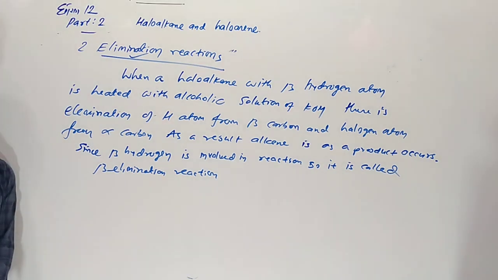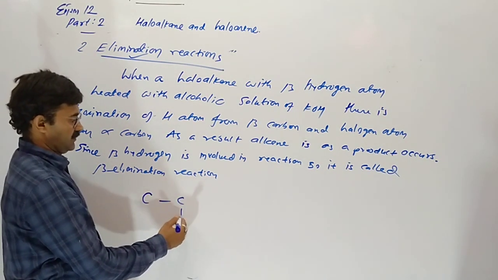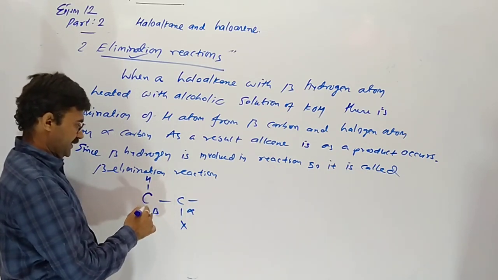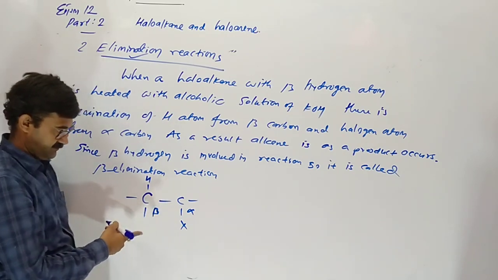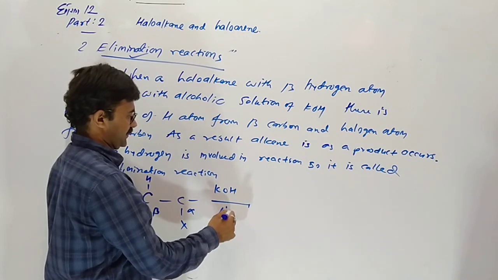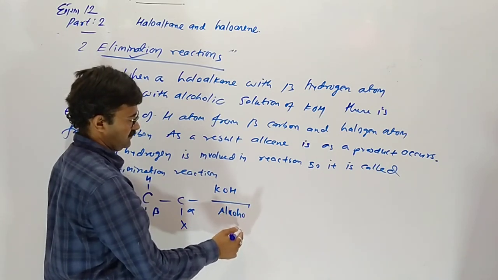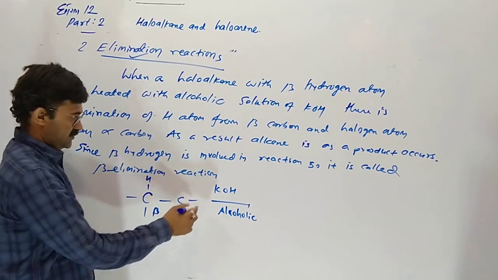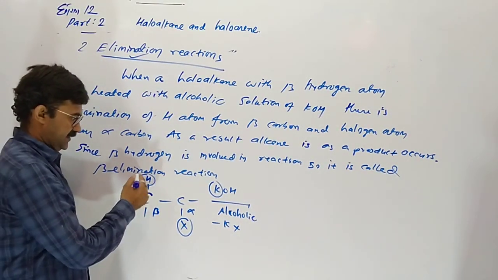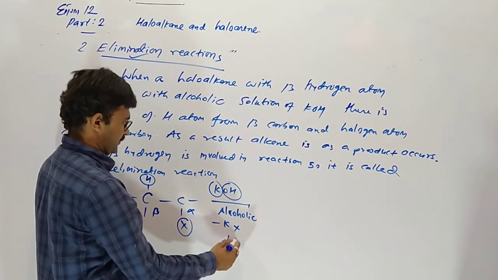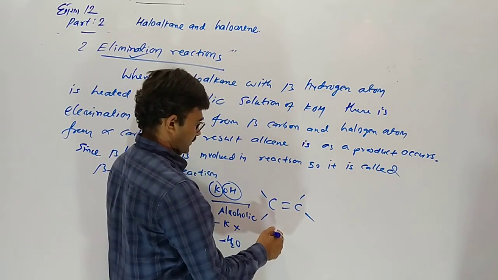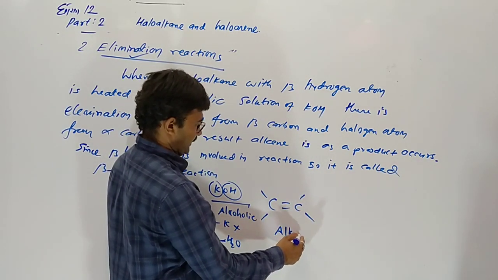Now let us take next. Suppose here the carbon attached with halogen is alpha. The neighbor of it is called beta. When we react with alcoholic KOH, potassium with halogen removes as KX, H with OH as H2O, and there will be a double bond which gives an alkene.